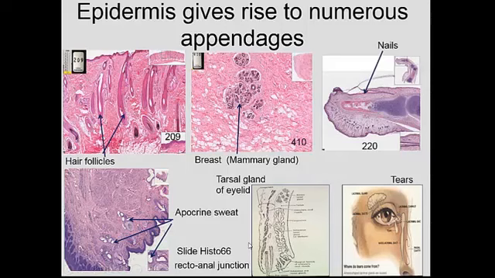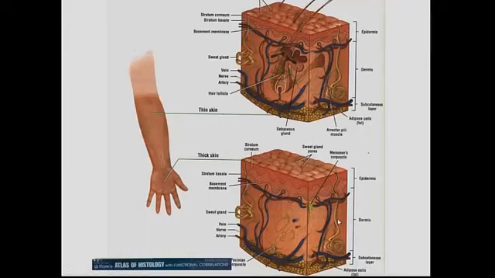So it gives rise to numerous appendages, hair, as I mentioned. Also, the mammary gland is an epidermis-originated structure. Nails, as we said. Apocrine sweat gland as well, but this is one that marks the territory in animals. And then you have the tarsal gland, which is right up here at the top and at the bottom. It holds the tears in. And the tears themselves, all those come from the epithelium of the epidermis.